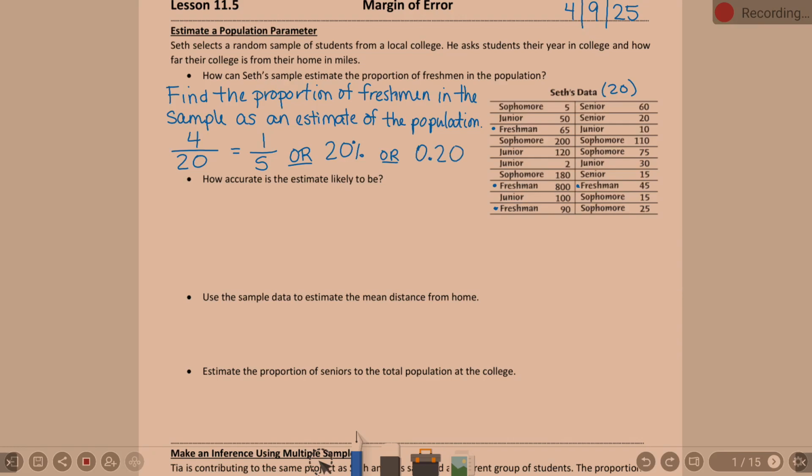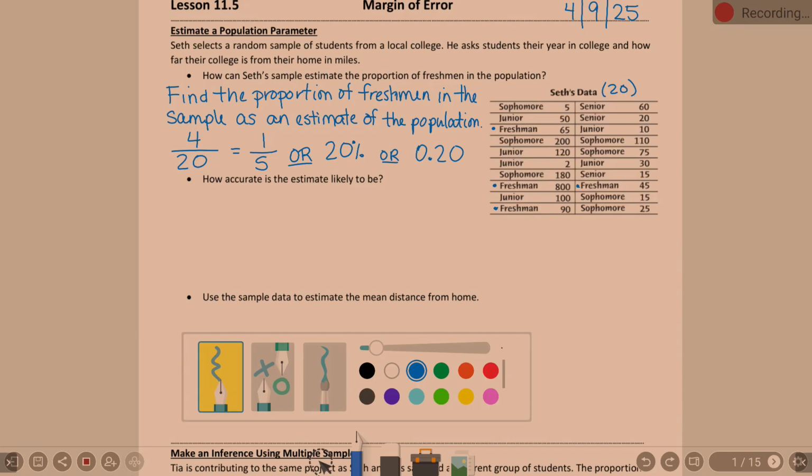0.20 or 0.2. Okay. Technically, I would have gone from 1/5 to 0.2 to 20%, but those are all ways it can be represented. Yes. I don't remember if Savas asked for this in any situation, but they are all ways to talk about the proportion of freshmen.